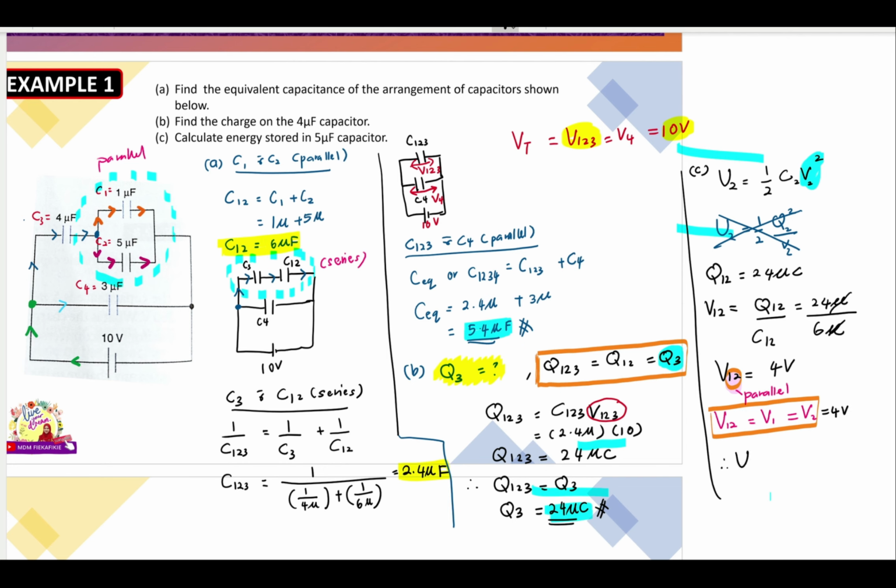Therefore, we can find U2, energy stored in 5 microfarad capacitor, which is half. So C2 tadi 5 micro and V2 is 4. Finally, berapa jawapan kita akan dapat? 3.2 times 10 power of negative 5 joule. Okay, jadi inilah jawapannya. Alright, so finish example number 1.